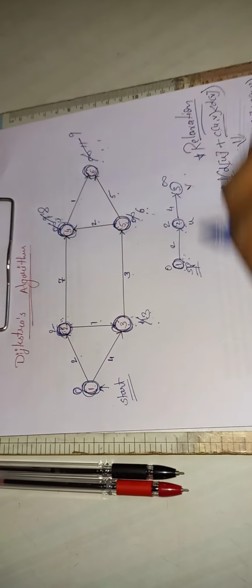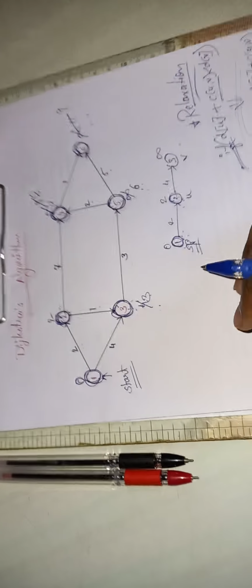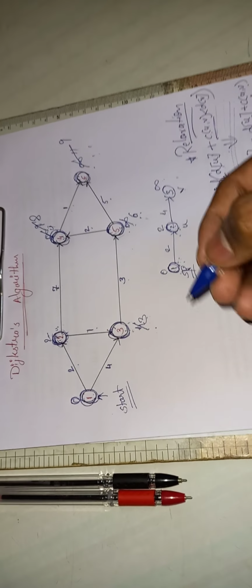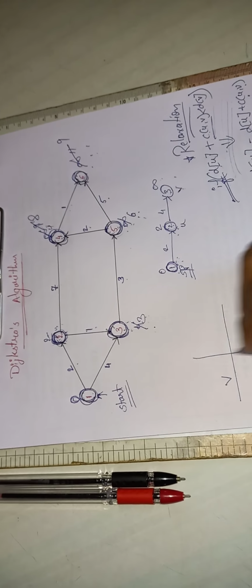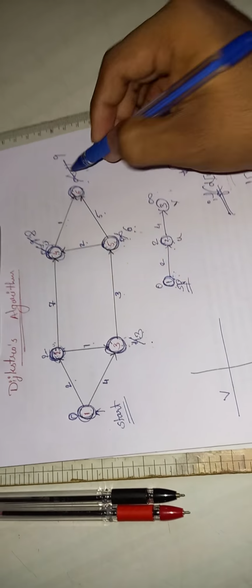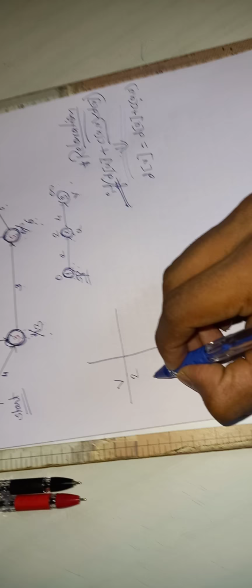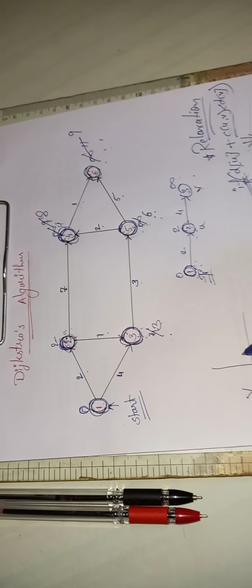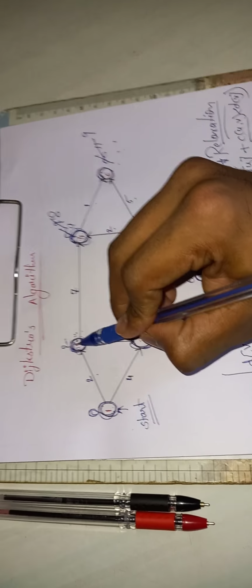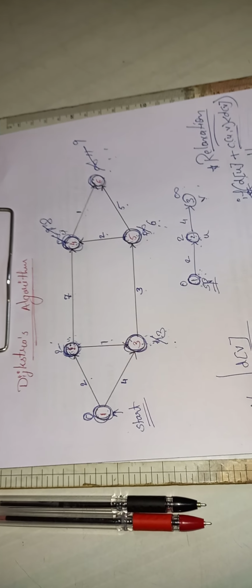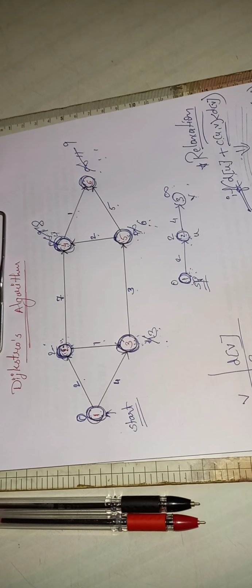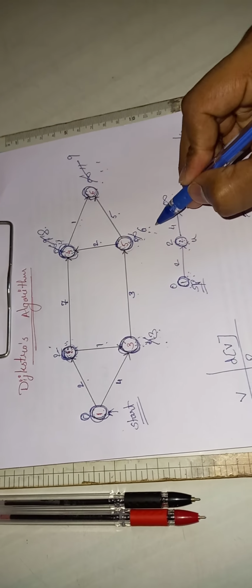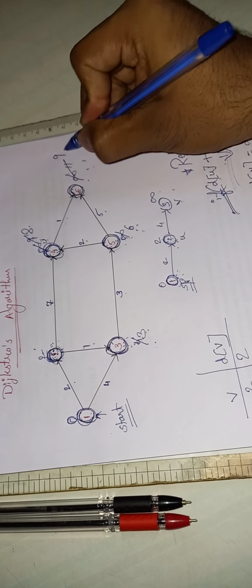Now let's consider all of them together. What were our vertices other than the starting point? The vertices were 2, 3, 4, 5 and 6. Now what was the distance of the vertices? The distance we got for 2 is 2. For 3 the distance is 3. For 4 the distance is 8. For 5 the distance is 6. For 6 the distance is 9.